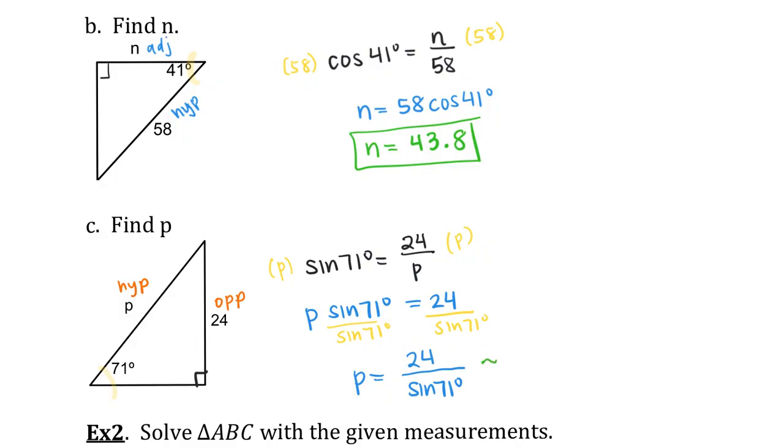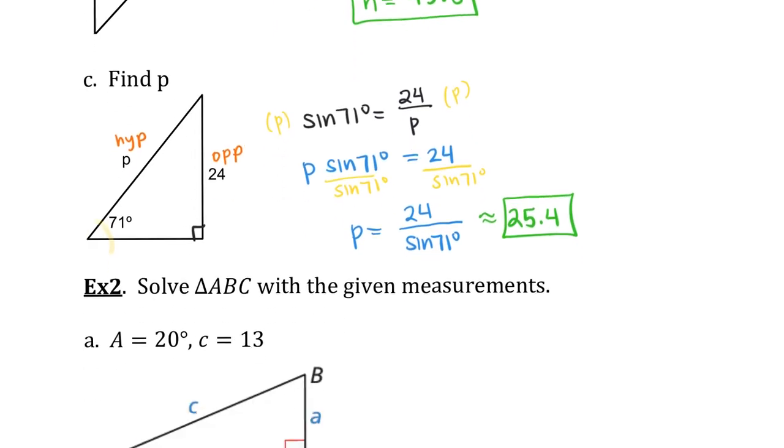But since it asked me to do a decimal, I'm going to put in my calculator 24 divided by the sine of 71 degrees. I got 25.38, which I'm going to round to 25.4. Okay, and then I am going to look at the picture just to make sure it makes sense. If this is 24, this could be 25.4. It is a little longer. The pictures aren't always exactly exact, but they should look reasonable.